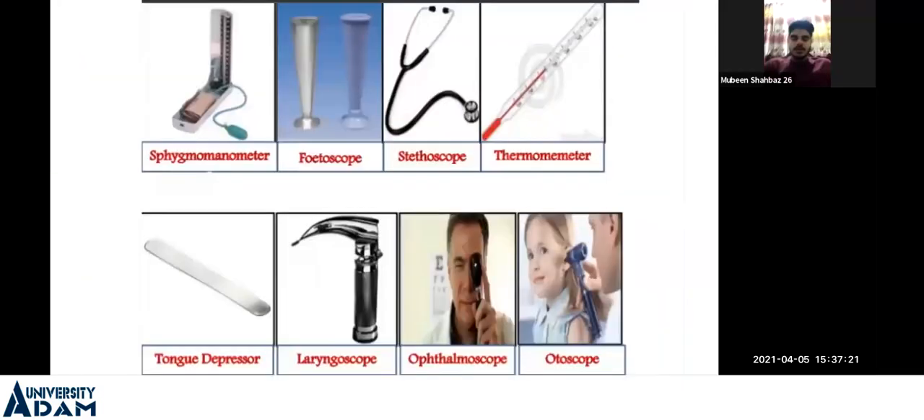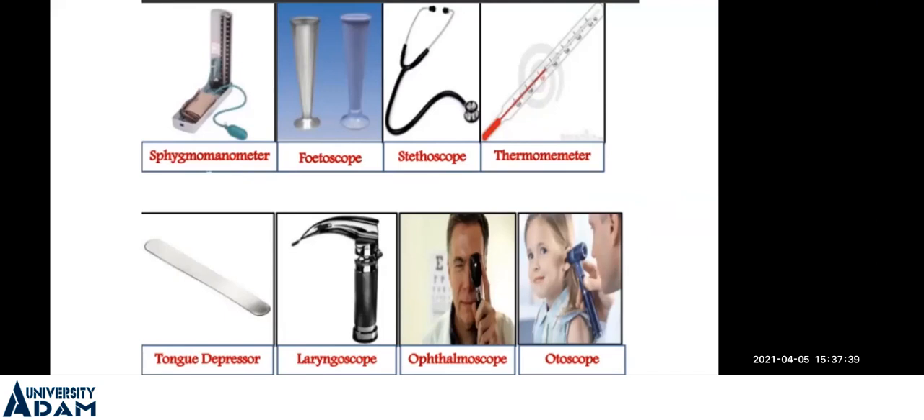Ma'am, general examination basically consists of four techniques. First one is inspection, then palpation, then percussion, and then auscultation. No, you talk about the physical examination at all. But I'm asking about the components of general examinations. I mean the components of general examinations.